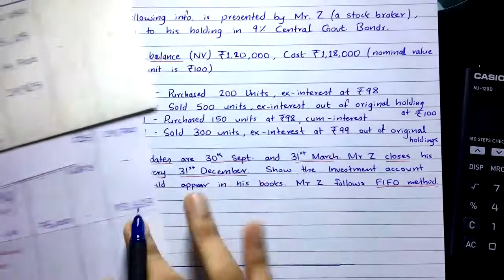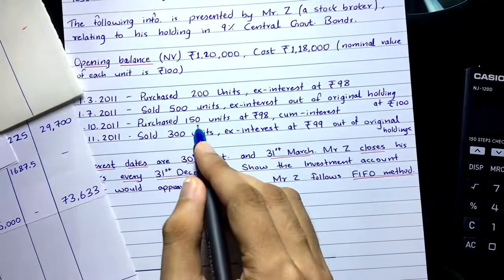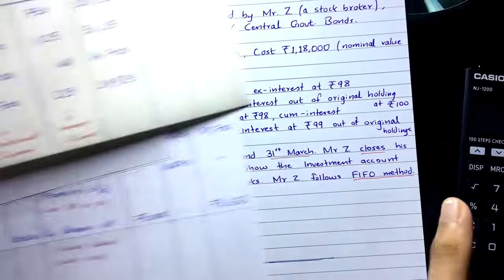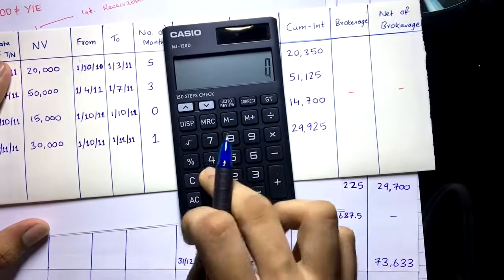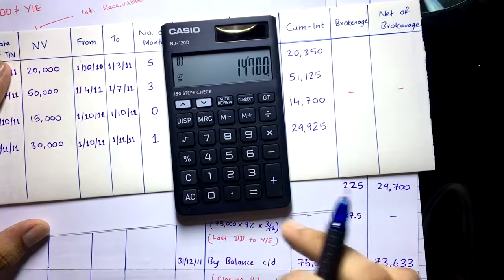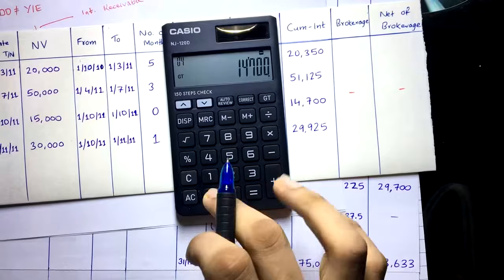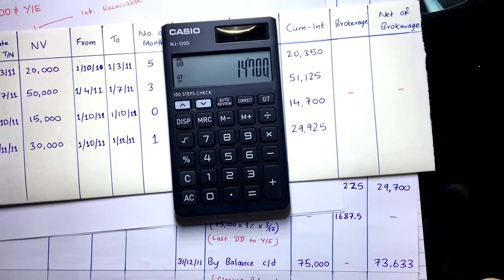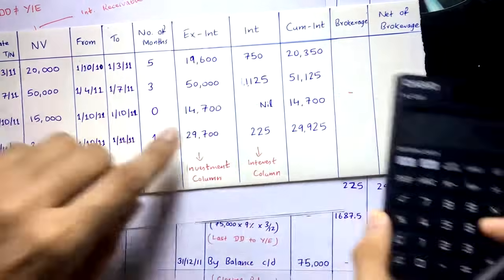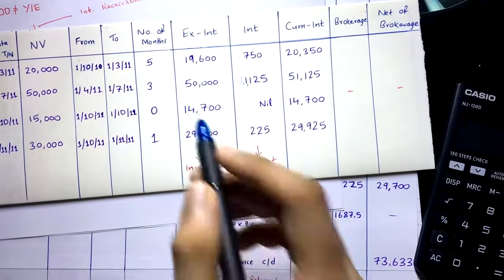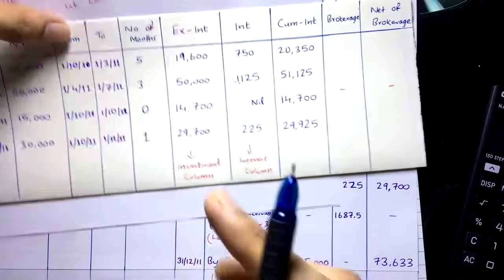I mean the transaction. See here, purchase 150 units at 98 cum interest, right? So 150 units you have purchased at 98 cum interest, then the price is how much? The cum interest price 14,700. But then there is no interest in this, minus 0, then 14,700 would be what? Ex interest also, right? So this is what will go in the investment column.